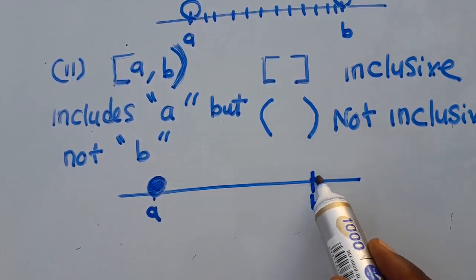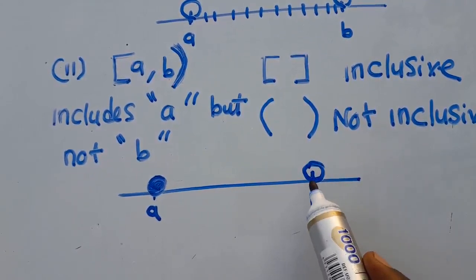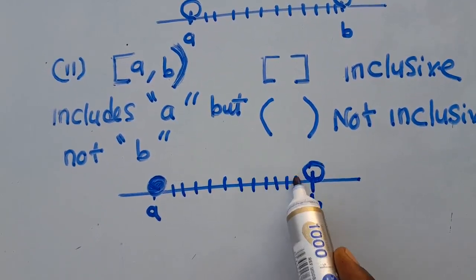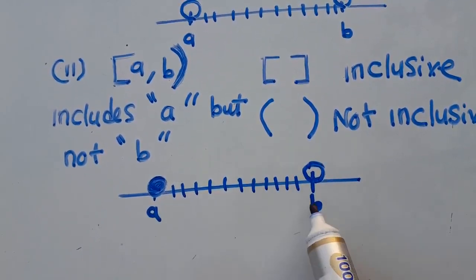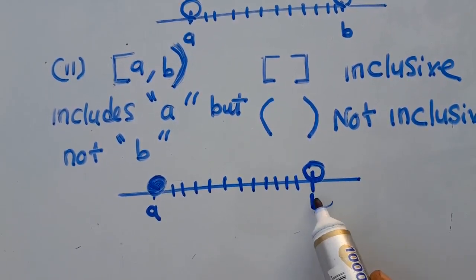But B is not inclusive, so you put an empty circle like that, just a circle. So this is the part that you are interested in. This is a set of numbers between A and B. A is included, but B is not included.